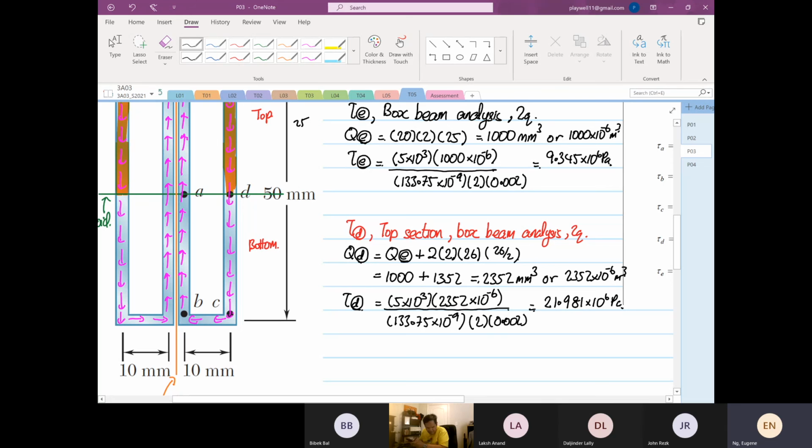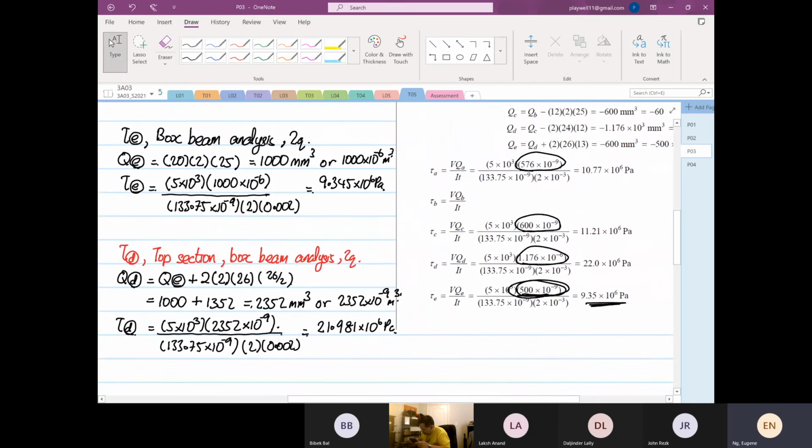Let me do it again. I'm not happy with the numbers. Sorry, this should be minus 9. I do apologize. No wonder my number comes out funny. Let me try it again: 5 power 3 times 2352 power minus 9 divided by 133.75 power minus 9 divided by 2 divided by 0.002. That's much better. If you look at their point D, they have it at 22.